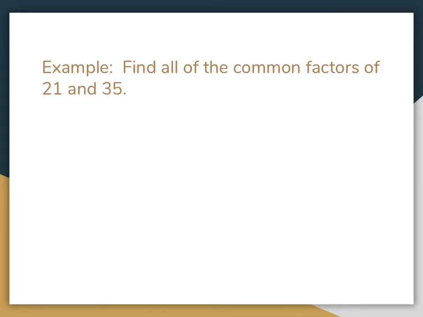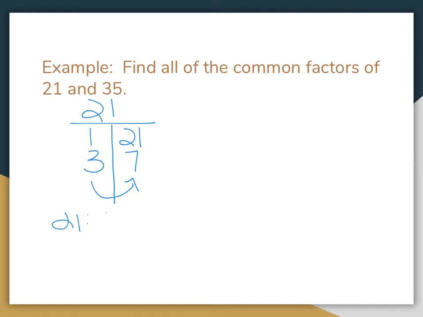Here's an example. We're going to find all of the common factors of 21 and 35. To do this, we'll first find individually the factors of 21 and then the factors of 35. So I'll start with 21 with my T-chart. I know the first pair of factors is always 1 and the number itself. 2 does not go into 21, but 3 does, and its factor pair is 7 because 3 times 7 is 21. After 3 comes 4, which does not go into 21. 5 does not. 6 does not. 7 does, but it's already on the other side of the T, so I know that I'm done. And the factors of 21 are 1, 3, 7, and 21.